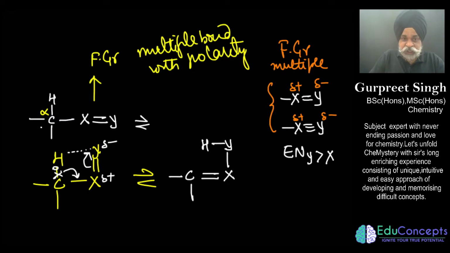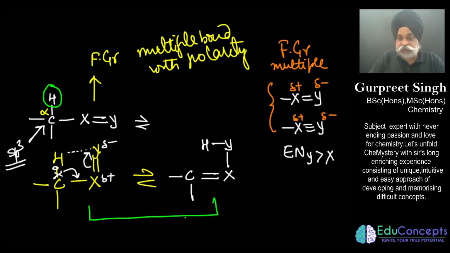If you have an alpha carbon of the type sp3, then this hydrogen can move. In my physical classes I used to say this hydrogen is very notorious. This hydrogen always wants to go to a more electronegative element, and in the process what you get is a dynamic equilibrium between these two.